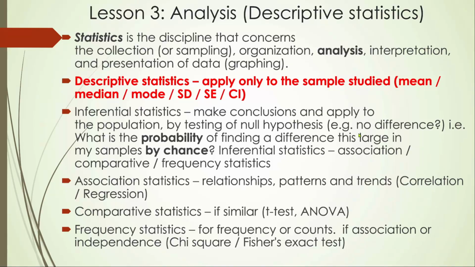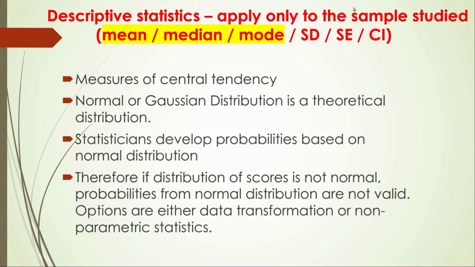So in this lesson, we'll look at descriptive statistics, which only apply to the sample studied, and we'll be looking at mean, median, and mode. These are measures of central tendency. However, it is important that your data fits the normal or Gaussian distribution. This is a theoretical distribution where statisticians have developed probabilities based on this normal distribution.